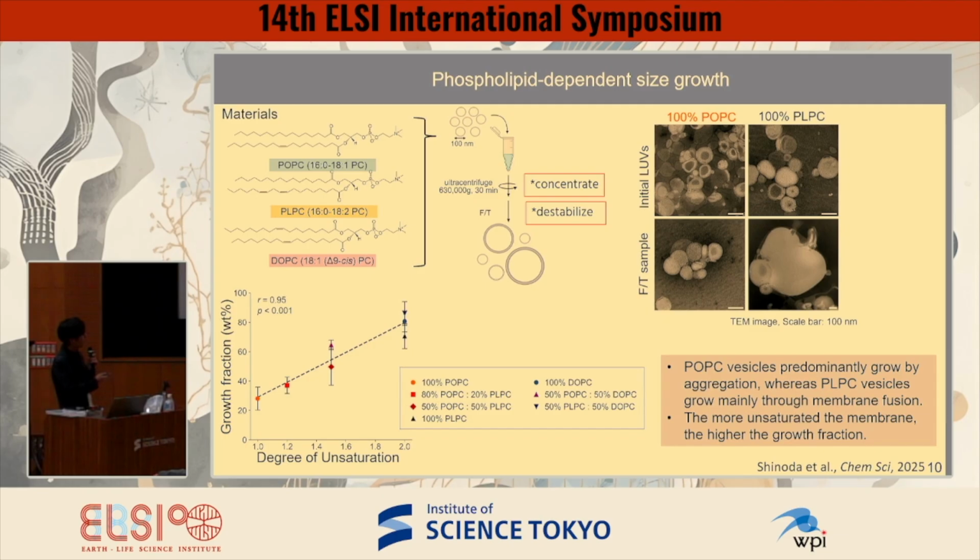we found differences in the growth behavior depending on the lipid composition. So for example, POPC vesicles predominantly grow by aggregation, whereas PLPC vesicles grow mainly through membrane fusion. And also as shown in this figure, the x-axis is the degree of unsaturation, the y-axis is the fraction of growth. And we found a clear trend: the more unsaturated the membrane, the higher the growth fraction. So these results indicate that physicochemical properties coming from lipid unsaturation play a key role in the growth dynamics.